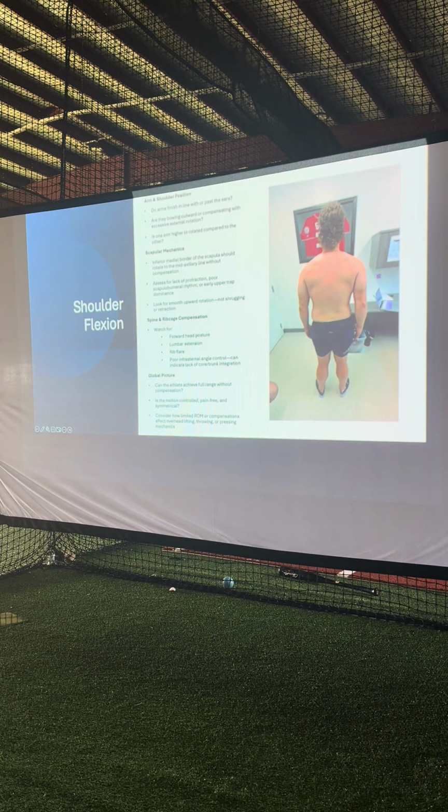Okay, so let's see if I can play this video. Okay, let's jump into shoulder flexion. Before we start reading this slide and going through everything, what are some things you've seen so far in the room on shoulder flexion, that you've seen some notes about or that you've already talked about? What are some things that you know already?